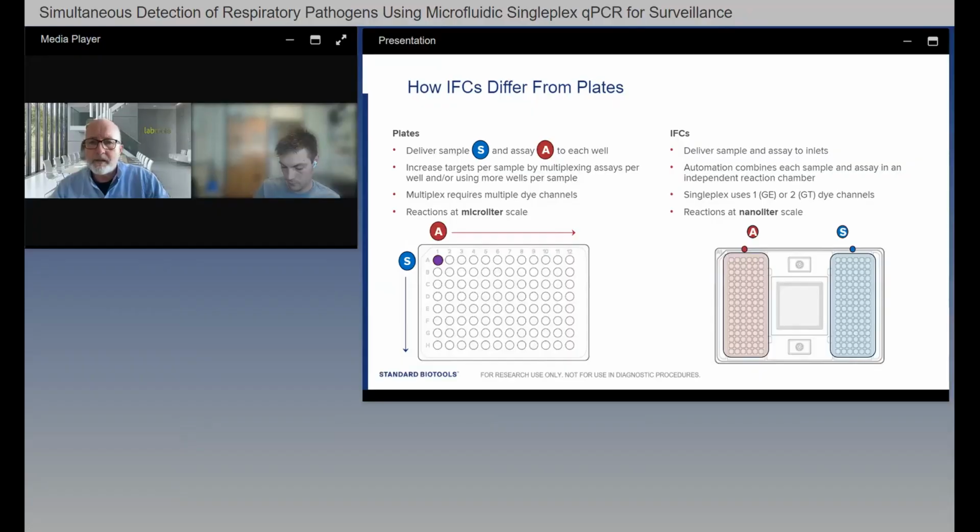So the microfluidic system moves the assays to all the nanoliter volume reaction chambers in the chip, and then the samples are moved into these locations. And it's important to note that all the samples see all the assays, but the assays are not mixed. These are singleplex reactions. And in this way, we can generate up to 9,216 individual PCRs on a single chip.